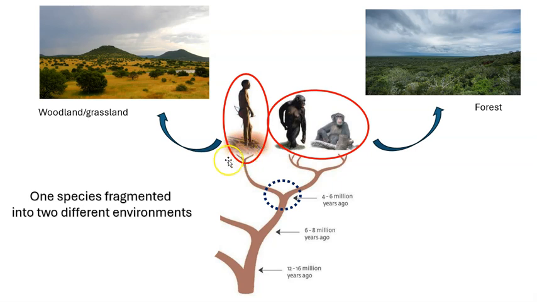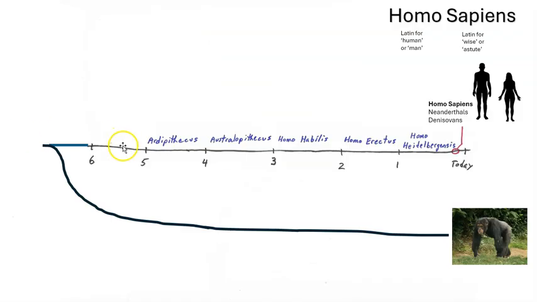Like all other examples on the tree of life, when one species gets fragmented into two different environments, you can have the conditions for the evolution of separate species. So here's our 6 million year journey. And here are some of the names of our ancestors.